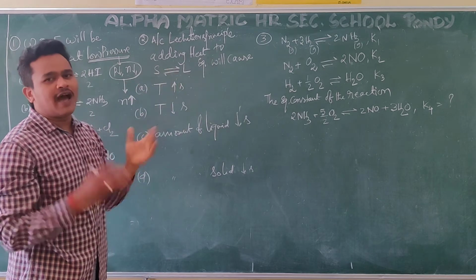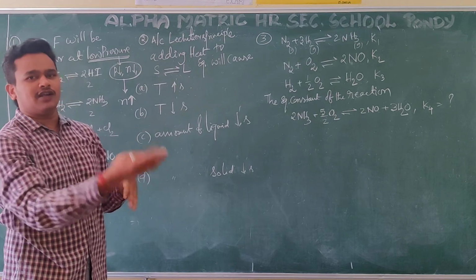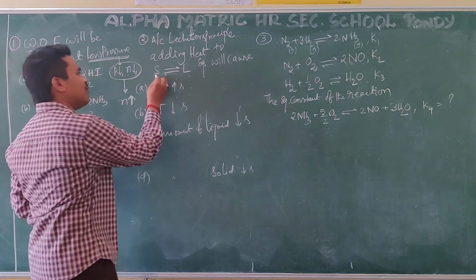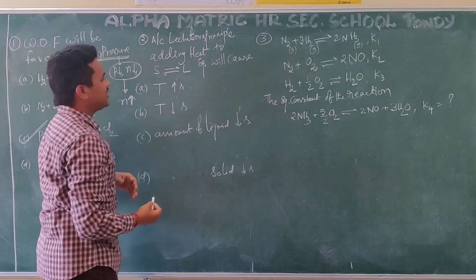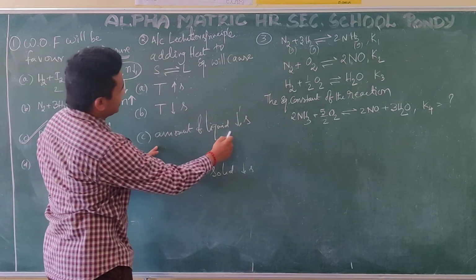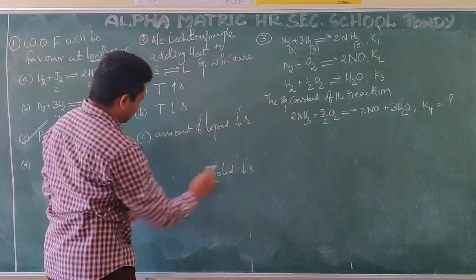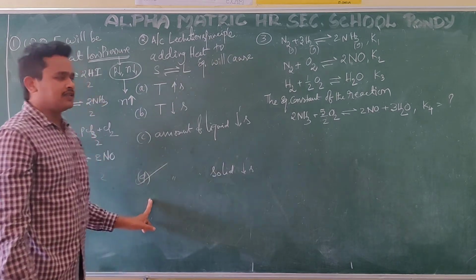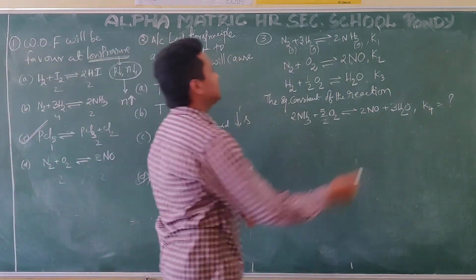For the solid, you are giving temperature, so what will happen? The solid is converting into liquid. Ice is there, and when you give temperature, ice converts into liquid. So the amount of solid decreases and the amount of liquid increases. The amount of solid decreases. This is the preferable one. And next one.